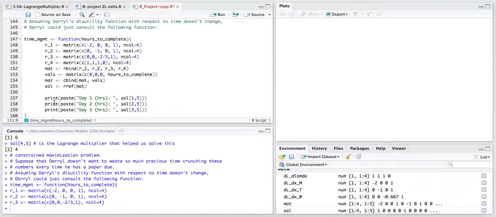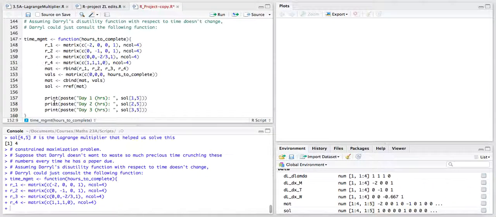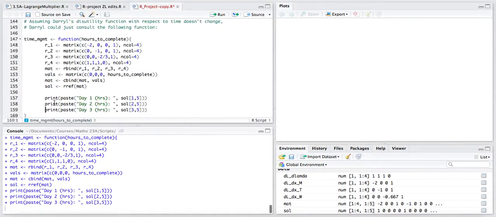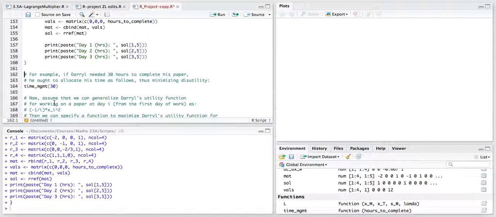With the argument hours to complete, he just needs to enter the number of hours that he wants to spend on his paper, and this function will spit out, using the same method that we just used, the number of hours that he needs to work on his paper in the next 3 days in order to maximize his utility.